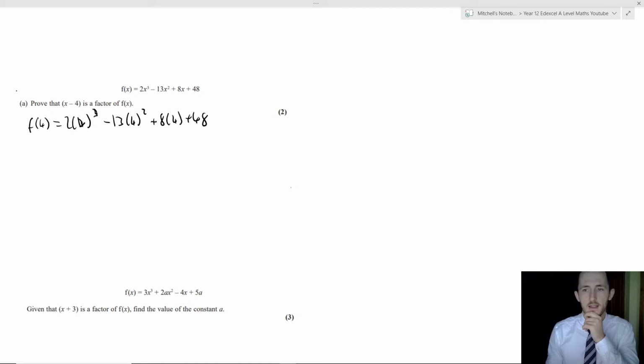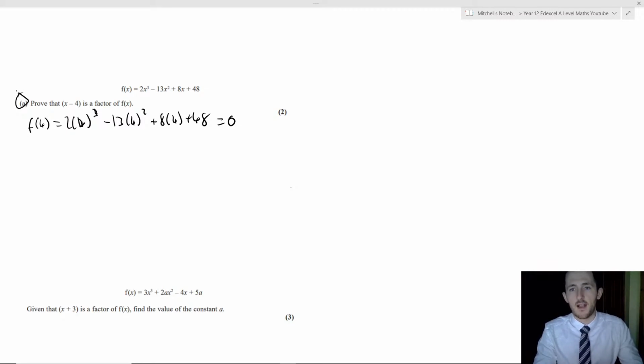It's 48. And once you sub that in, you get 0. So you might have noticed that there's a part A but no part B, right? There's a reason for that. There is a part B in the exam paper, but it's actually beyond this lesson. So you're going to be using this again in the future when you do integration and differentiation.